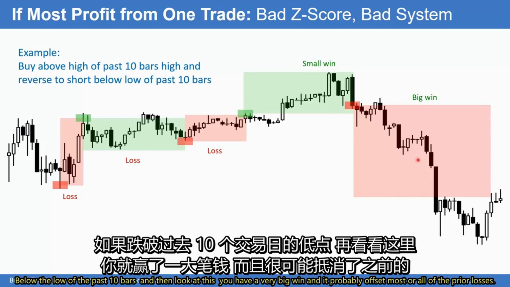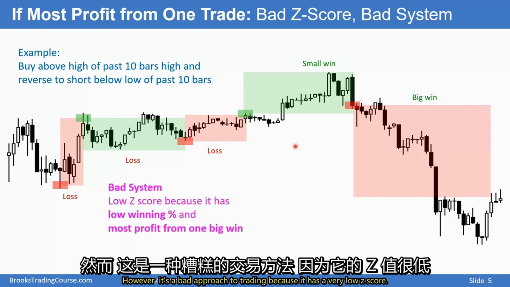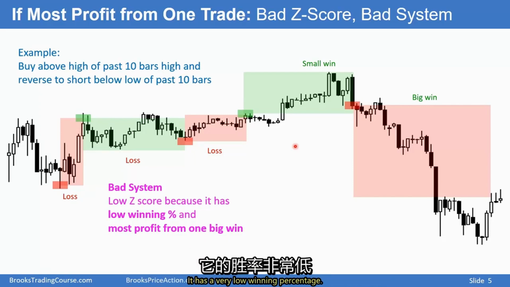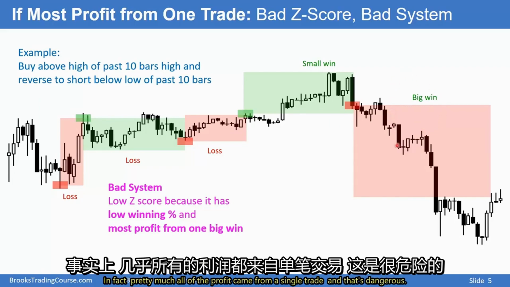And then look at this. You have a very big win, and it probably offset most or all of the prior losses. And therefore, the strategy is a profitable strategy. However, it's a bad approach to trading because it has a very low Z-score. It has a very low winning percentage. You only had one significant win, and almost all of the profit, in fact, pretty much all of the profit came from a single trade.